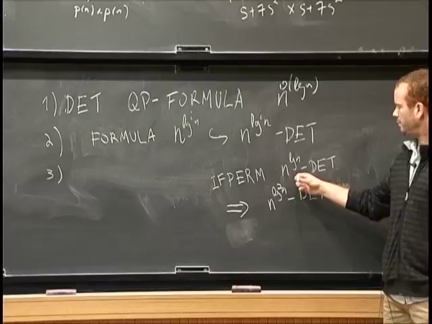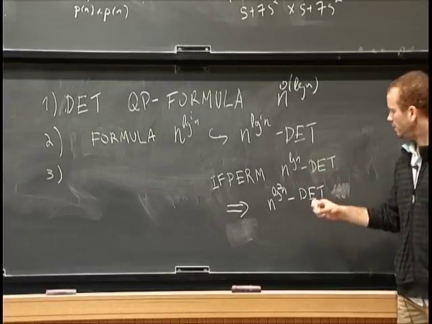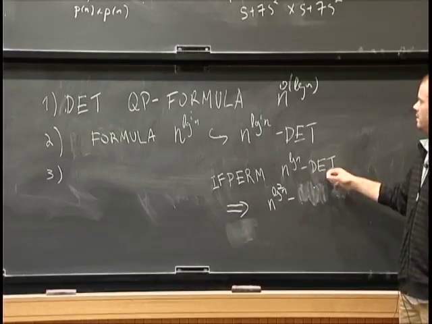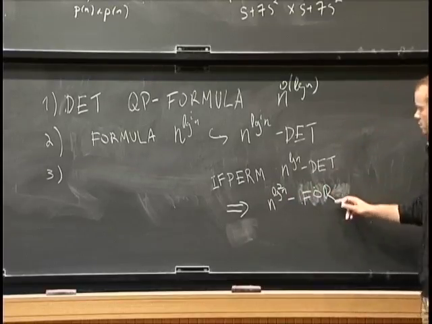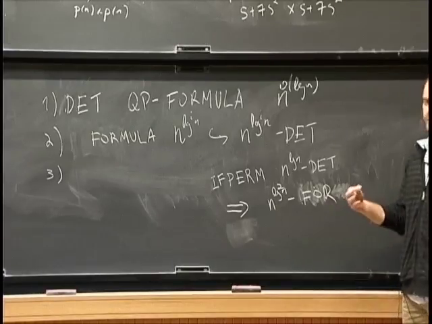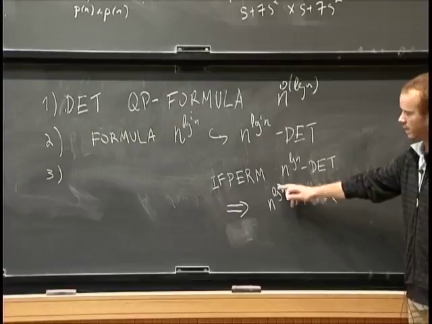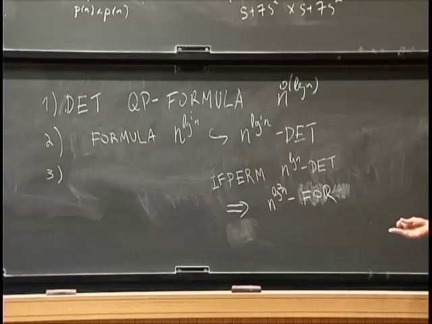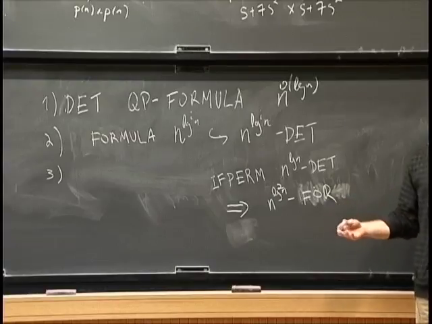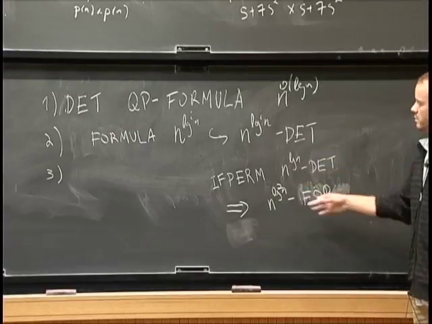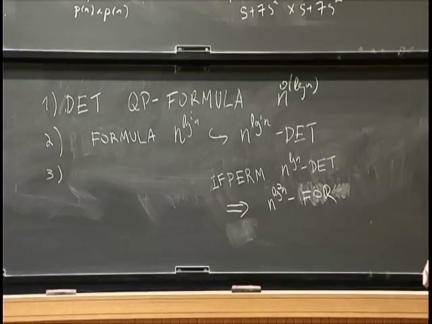If the permanent can be embedded in this size determinant, then since the determinant has a formula of this size, the permanent will have a formula of this size. And if VNP is not equal to quasi-polynomial size formulas, which we believe is the case, then the permanent should not be embedded into a determinant of quasi-polynomial size. And this question is like the first step, or some step, in the direction of proving that VNP is not equal to VP. It's also the last step, no?